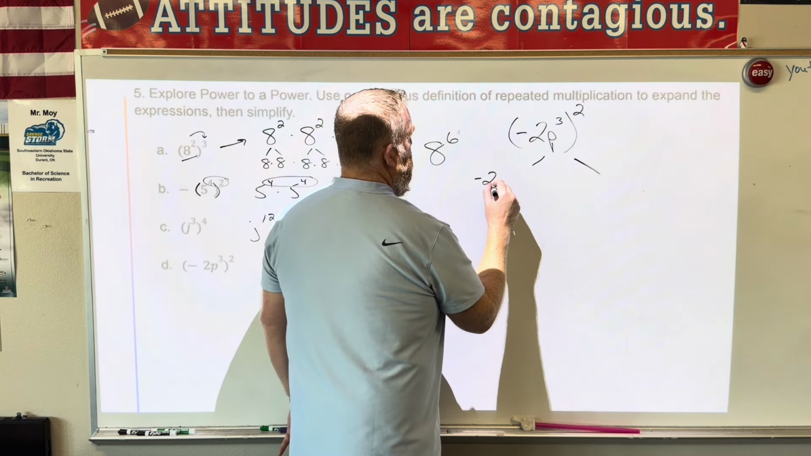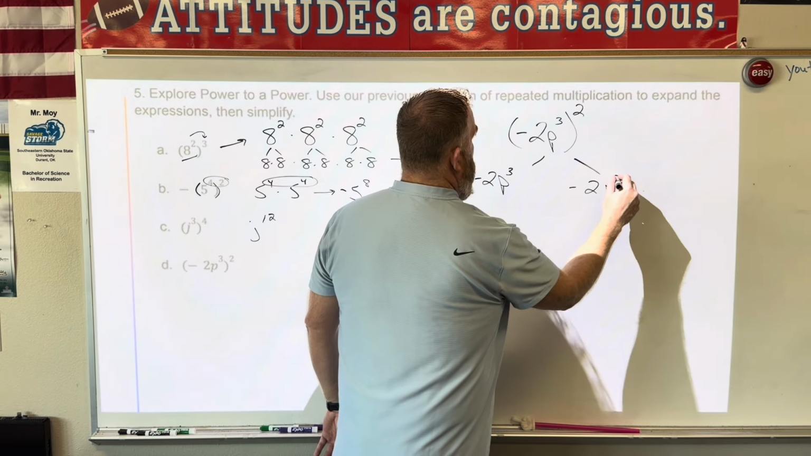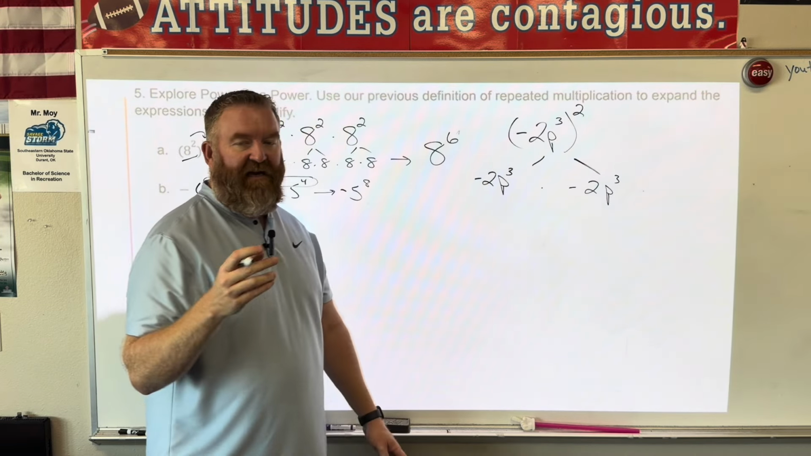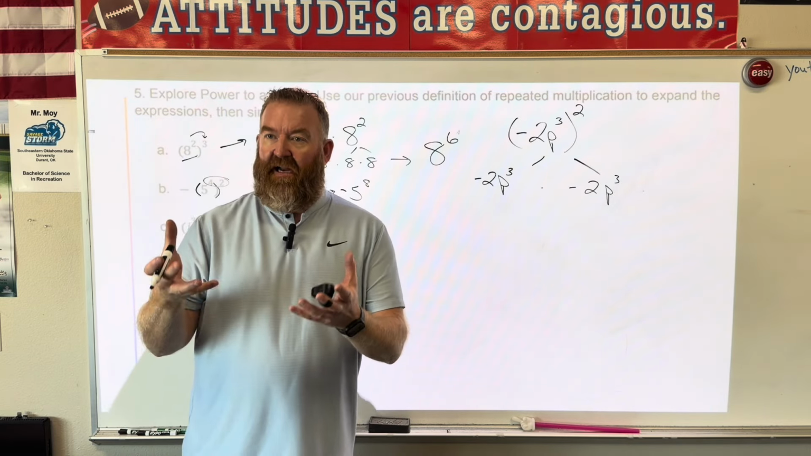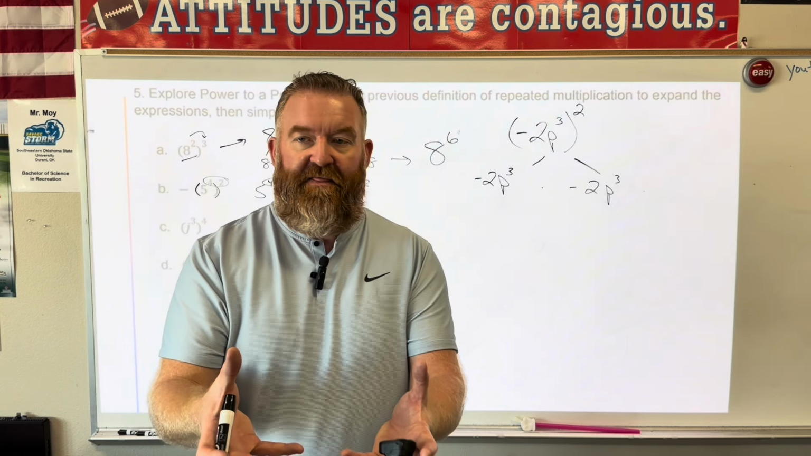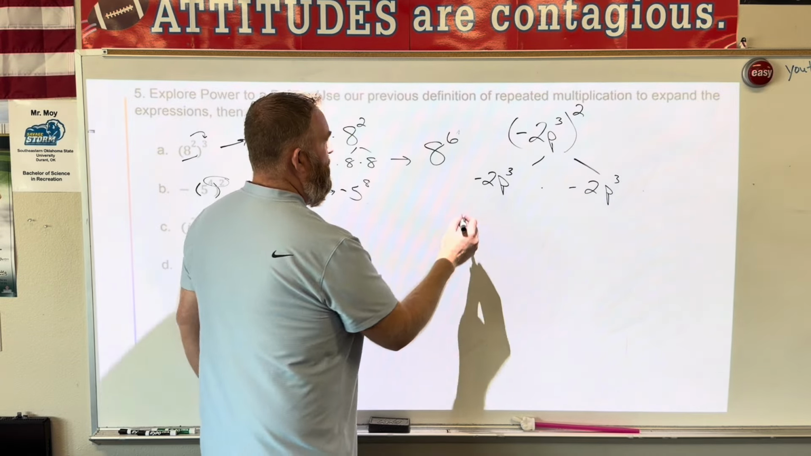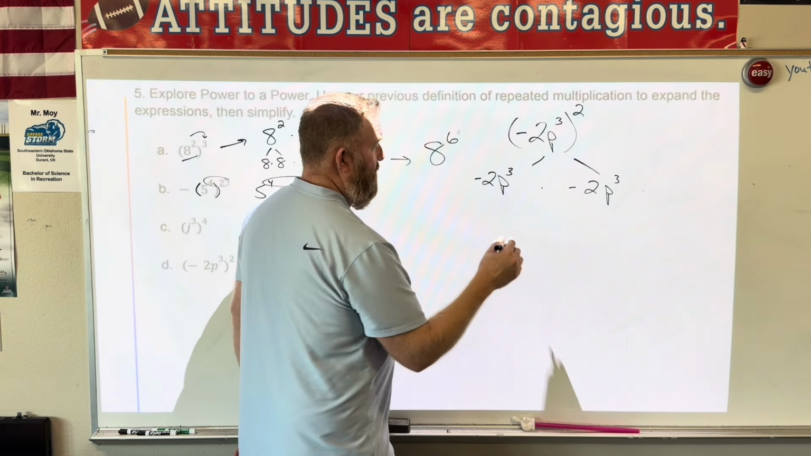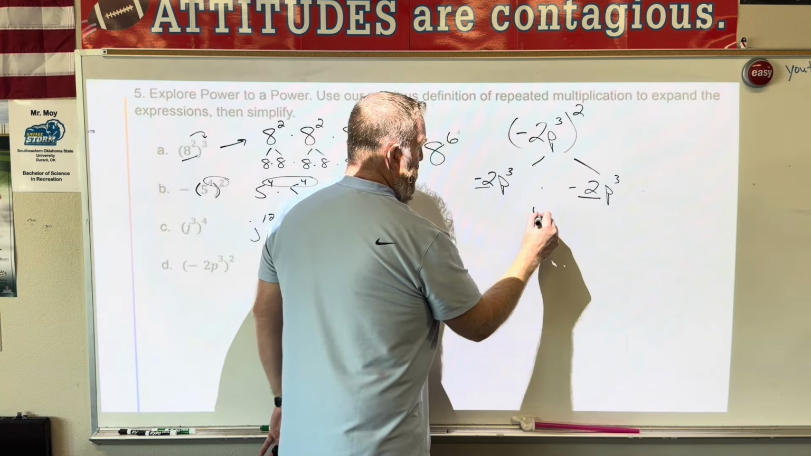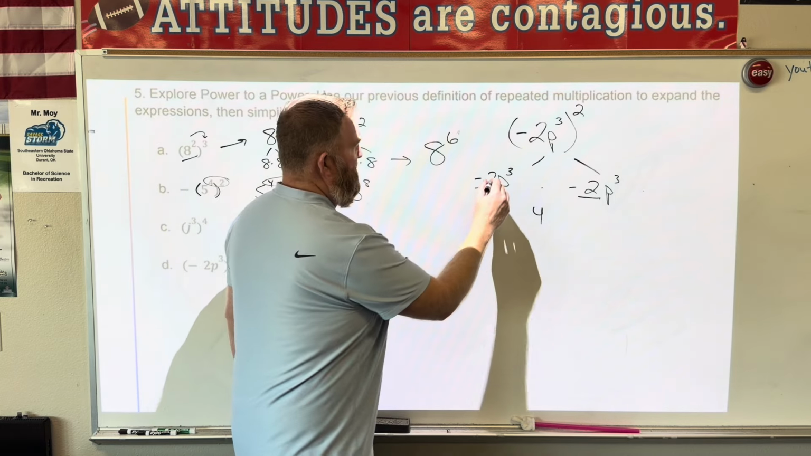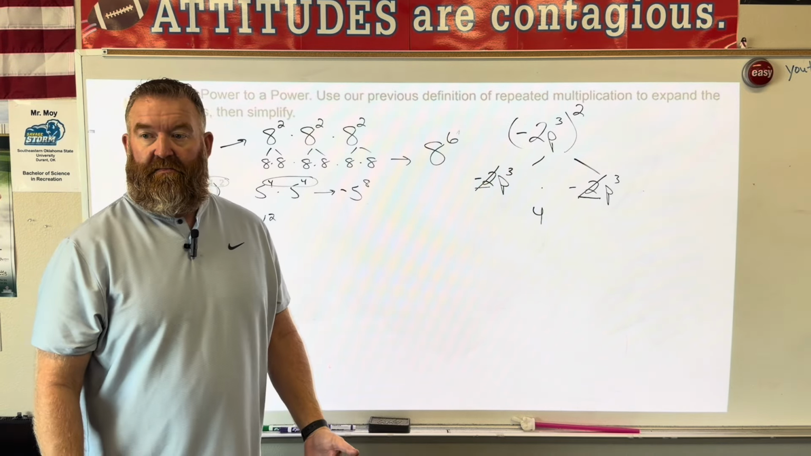So I've got negative 2p to the third power, negative 2p to the third power. Isn't that the definition of negative 2p to the third power squared? Okay, I see a lot of people nodding. Is everybody with me so far? This is why I say expand it out if you need to. Okay, so here we go. Coefficients. What is negative 2 times negative 2? Positive 4. I'm going to cross them off because I'm done with them.